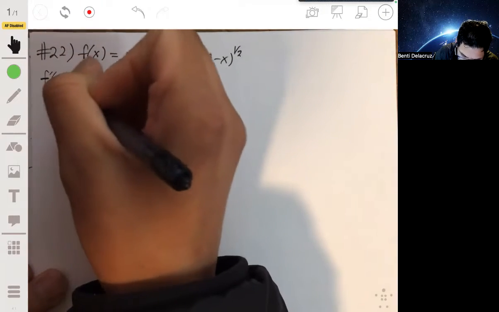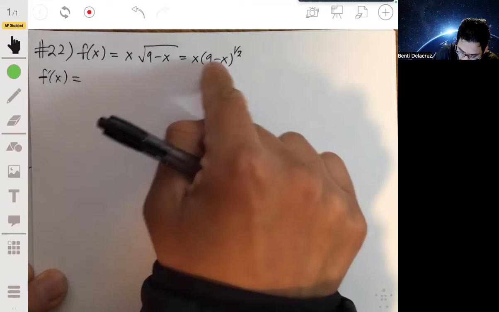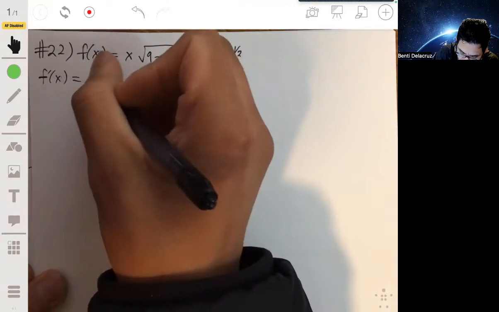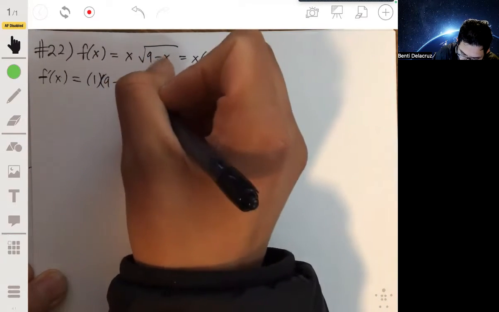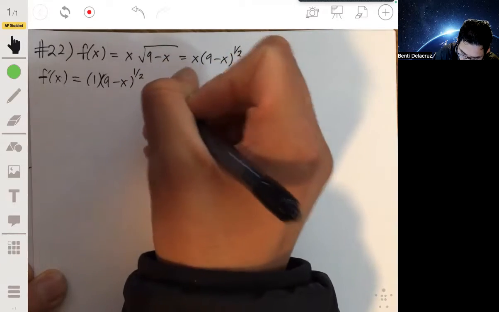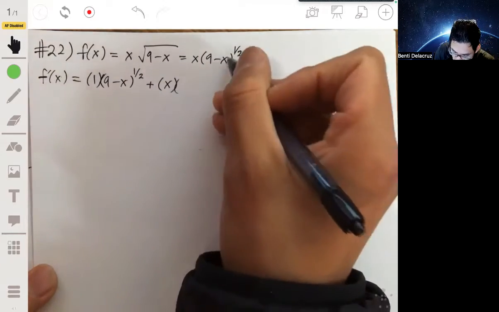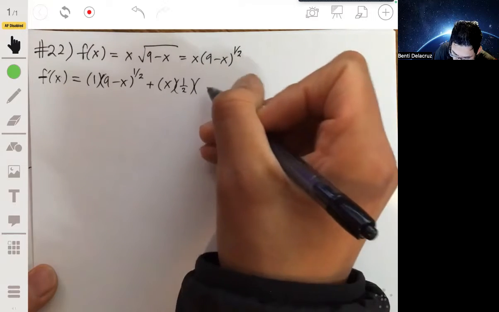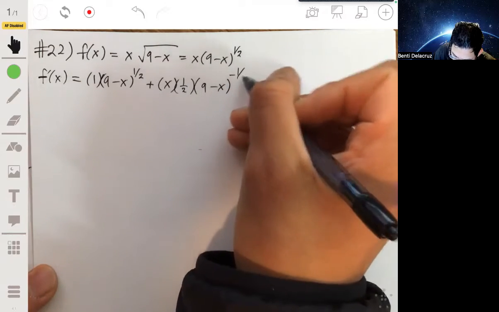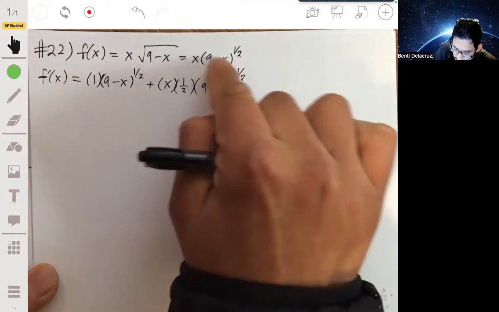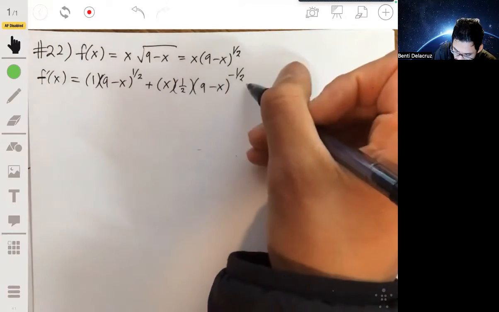So f prime of x, we're going to use product rule. We have one function times another. So the derivative of x is just 1. Keep the second function as is, so times (9 minus x) to the 1/2. Plus x, keep the second function as is. So using power rule, times 1/2, the (9 minus x) to the 1/2 minus 1, the negative 1/2, times the derivative of the inside, which will be the derivative of 9 minus x, which is negative 1.